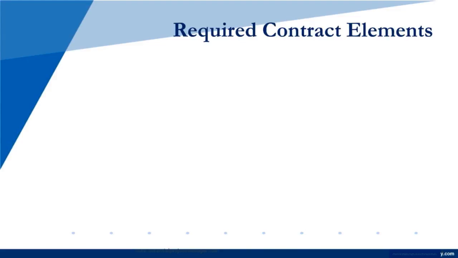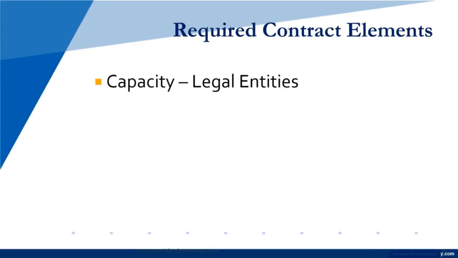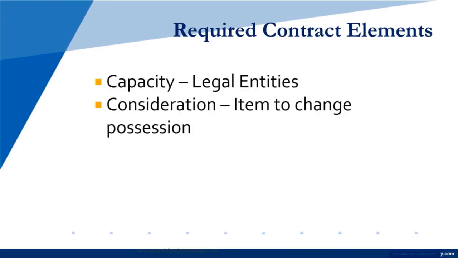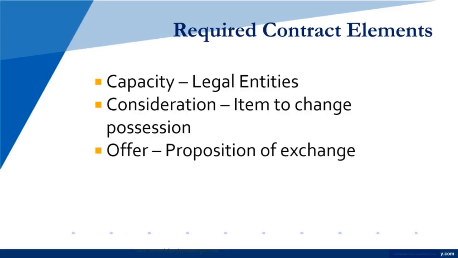required contract elements. We're going to enter into a contract. You may not be in charge of this, but you need to understand the basics, and here they are. The capacity. You have legal entities. So whoever is signing this is working as the legal entity and has the capacity. Consideration. An item to change possession, something for something else. Offer. Proposition of exchange. So if I buy this software for you, I will give you $1 million.